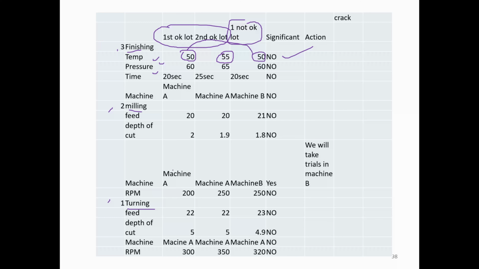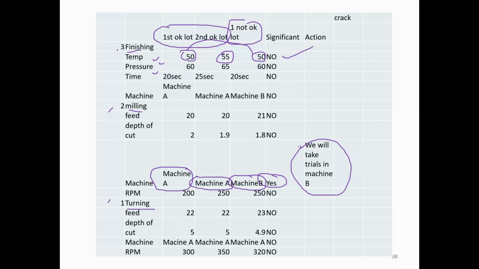If you see here, the major change is that the first OK lot was produced with machine A, and the second OK lot also was produced with machine A, but the not OK lot was produced with machine B. So here there is a significant change. We are not telling that machine B is the problem, but this is significant. Machine B is significant.